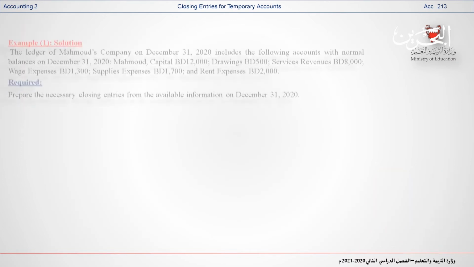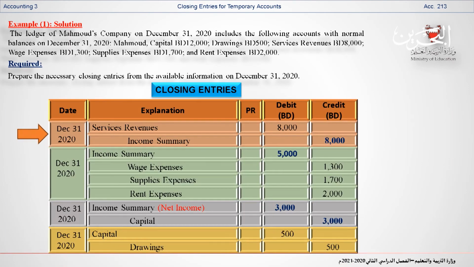The first step, you have to close the revenues account, which is service revenue. You have to prepare one journal entry that debits service revenue account by 8,000 BD and credits an account called income summary for 8,000 BD.